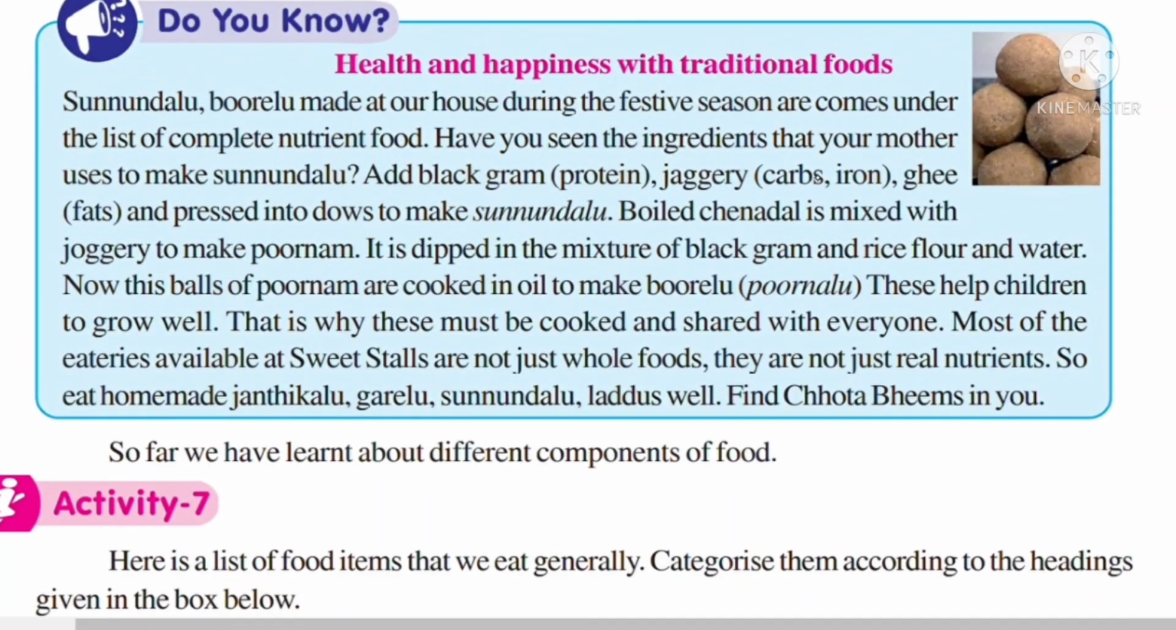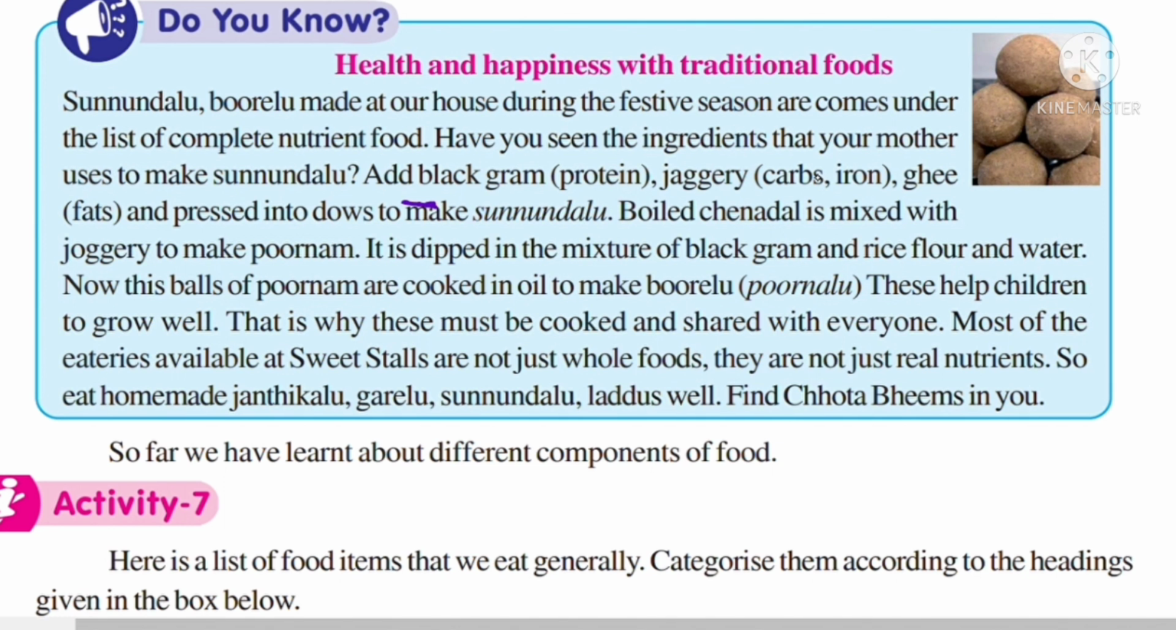Health and happiness with traditional food. Sunnundalu and burelu, made at our house during the festive season, come under the list of complete nutrient foods. Have you seen the ingredients your mother uses to make sunnundalu? For this, we need black gram, jaggery, and ghee. Black gram contains proteins, and jaggery contains carbohydrates.